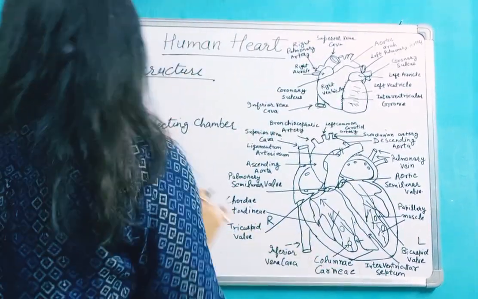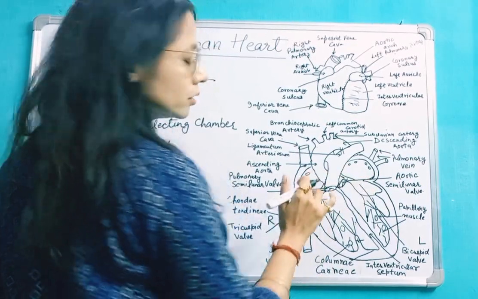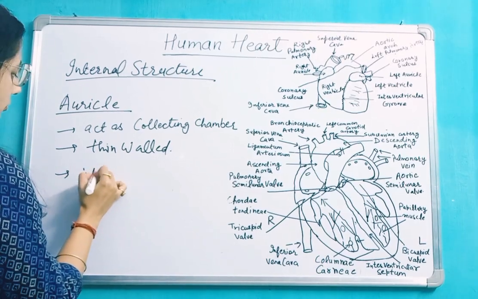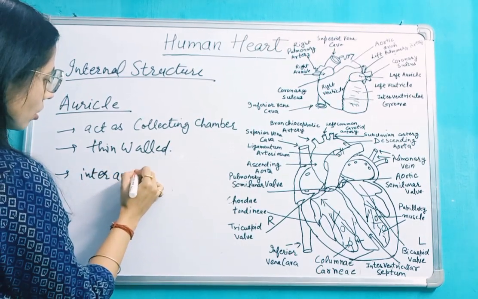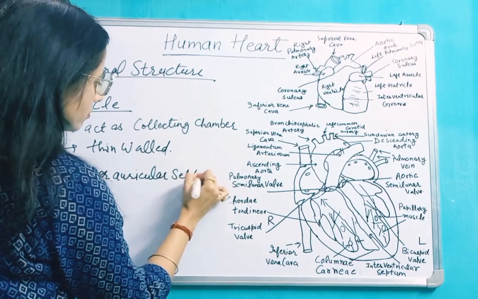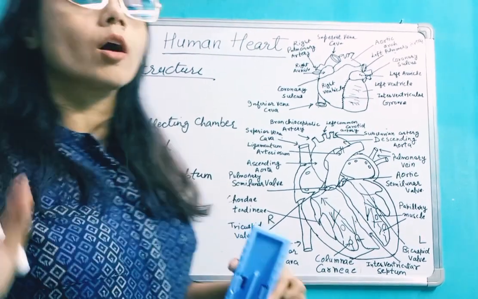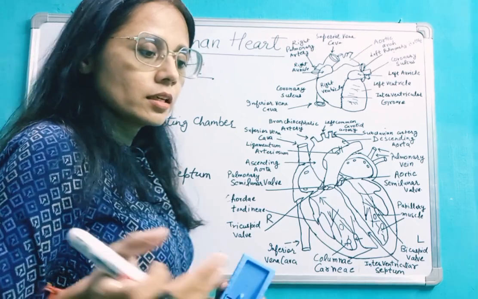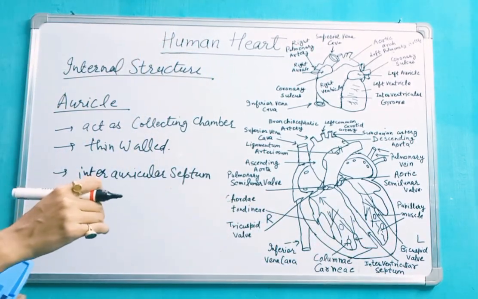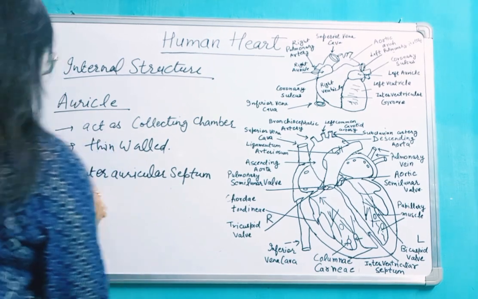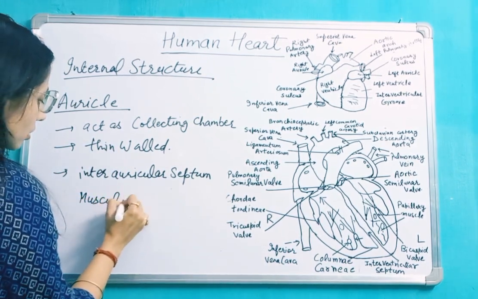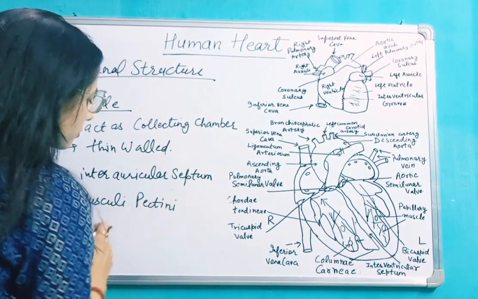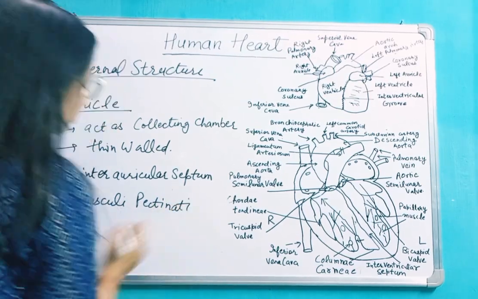And the both auricles, that is your left auricle and right auricle, are separated by the interauricular septum. In the auricle, we have low ridges. That is your musculi pectinati.